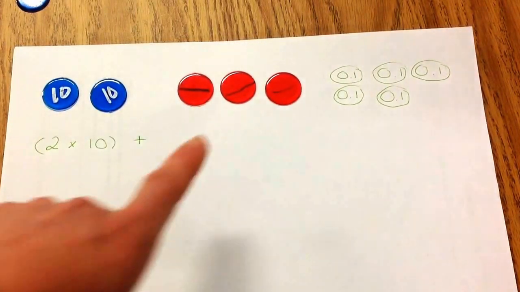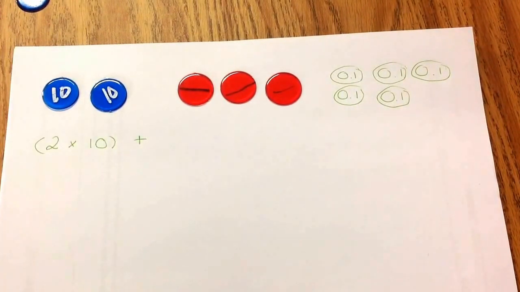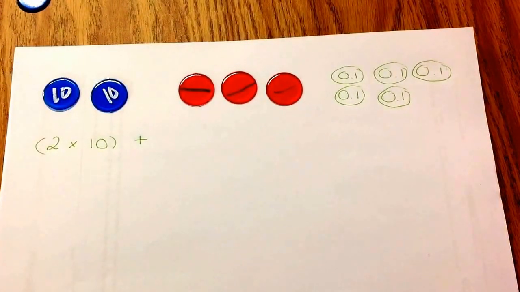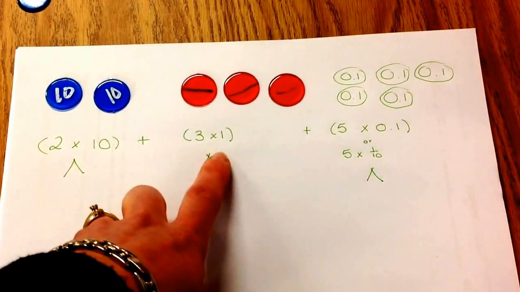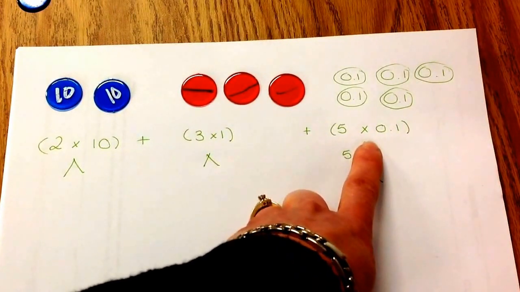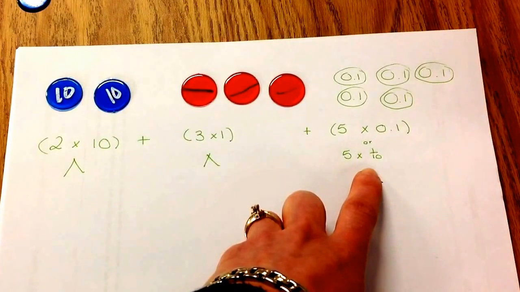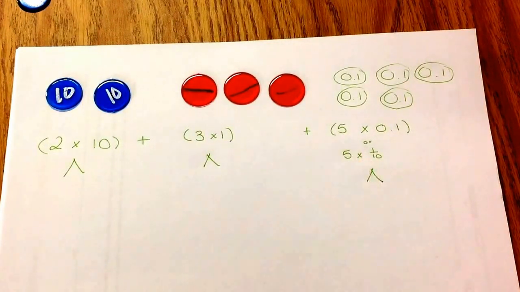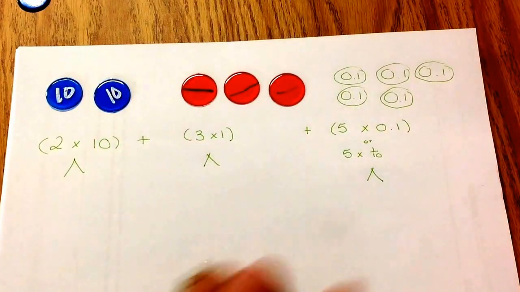Plus, go ahead and break down your 1s and your 10ths to see if you can get a final answer. Go ahead and pause while you do that. Here's what you should have gotten for your 1s, and here's what you should have gotten for your 10ths. I did 5 times 1/10, or in fraction form 5 times 1/10. If you've already solved it, great. Give me a second. I'm going to solve it now.